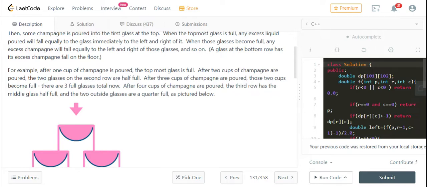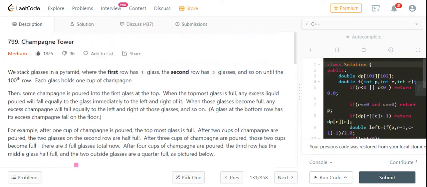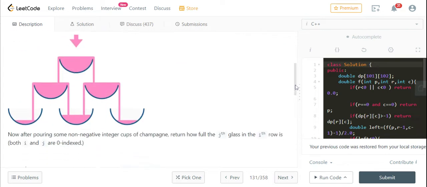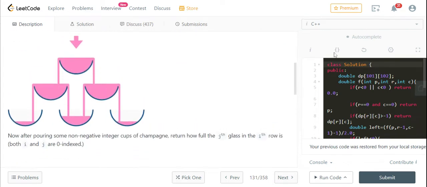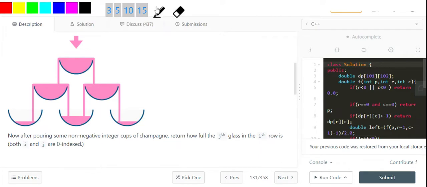For example, after one cup of champagne is poured, the topmost glass is full. After two cups of champagne are poured, the top glass is full and the two glasses in the second row are half full. After three cups of champagne are poured, those two glasses become full. These are three full glasses in total now. So let's just understand with the example. I'll not continue through the statement, otherwise you'll get confused. So let me just show you what the question statement is actually trying to tell you.